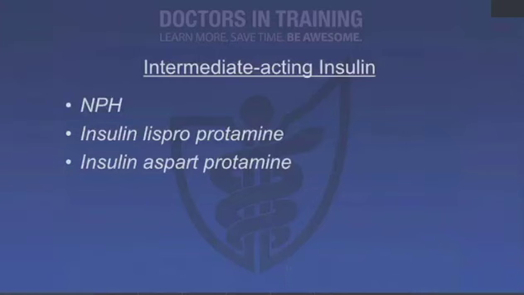There are a couple of other intermediate-acting insulins to mention. One is insulin lispro-protamine. It's basically the same concept of conjugating insulin with protamine, but it's using lispro insulin. And they also make one that's insulin aspart protamine in a suspension. Neither of these are widely used. They're usually used in combination, as we'll see below.